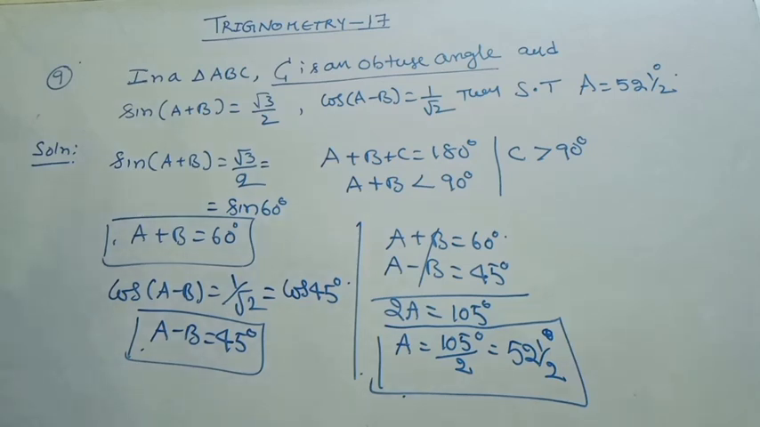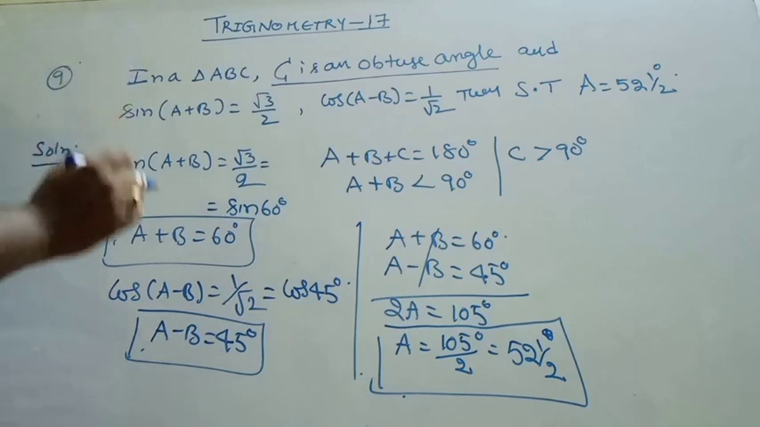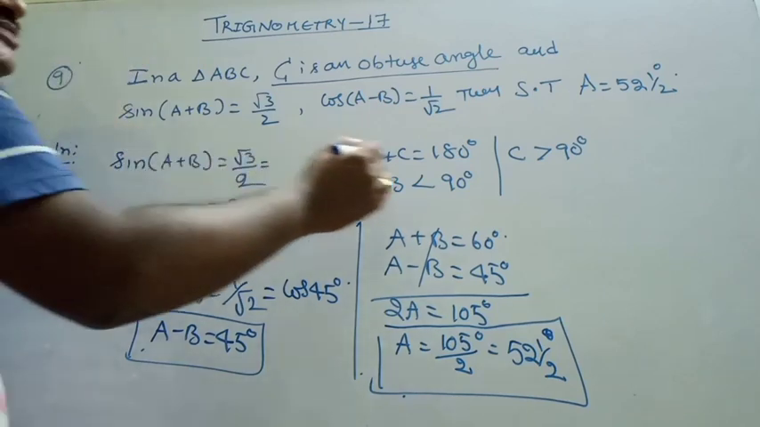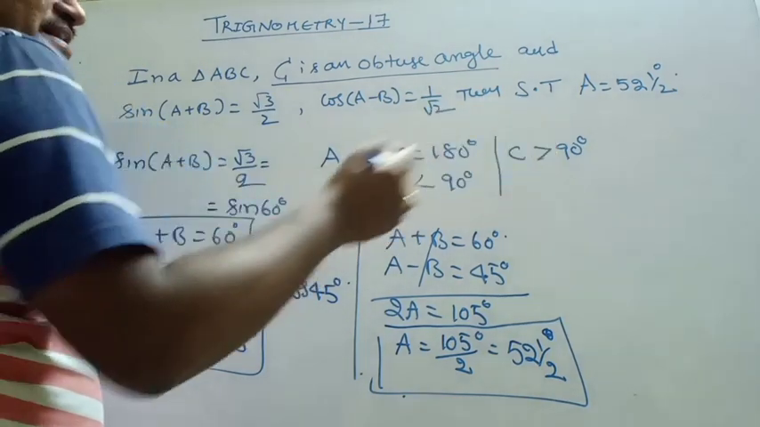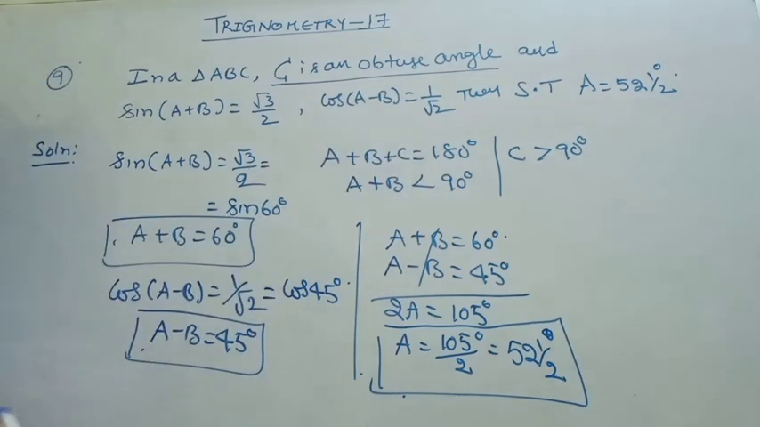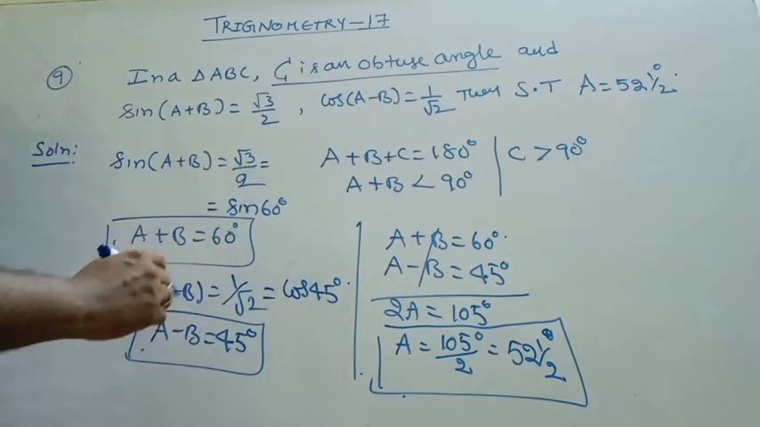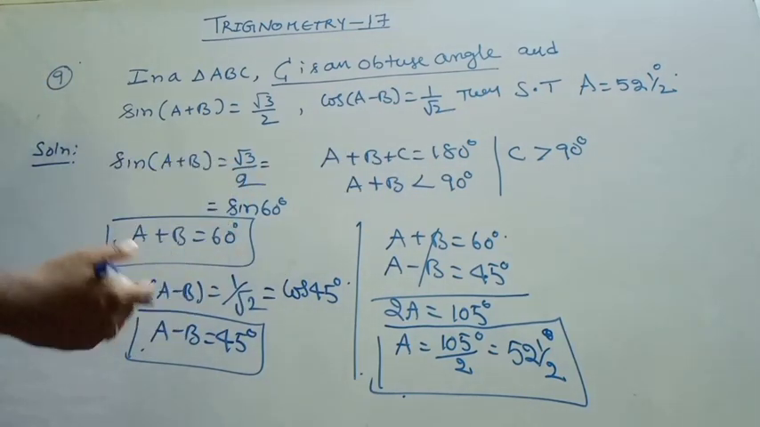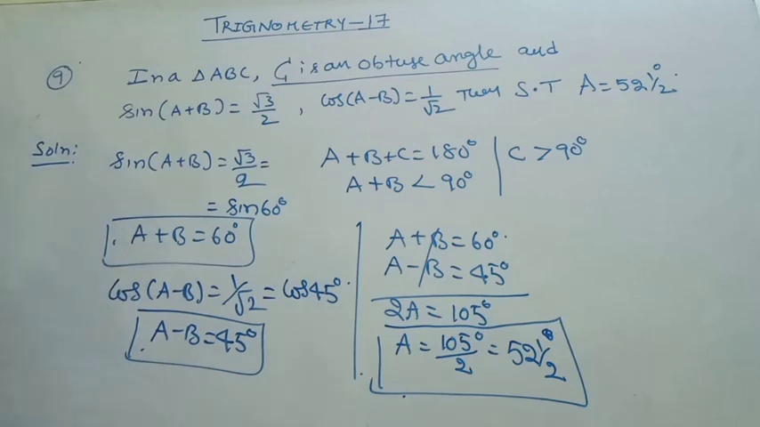How beautifully we have got this problem. Here the main logic is when C is an obtuse angle, since A plus B plus C is 180 and C is greater than 90, A plus B itself is less than 90. A plus B equals 60, and A minus B is also an acute angle, A minus B equals 45 degrees. Now solving them, A equals 52.5 degrees. Like this we can solve these beautiful problems.